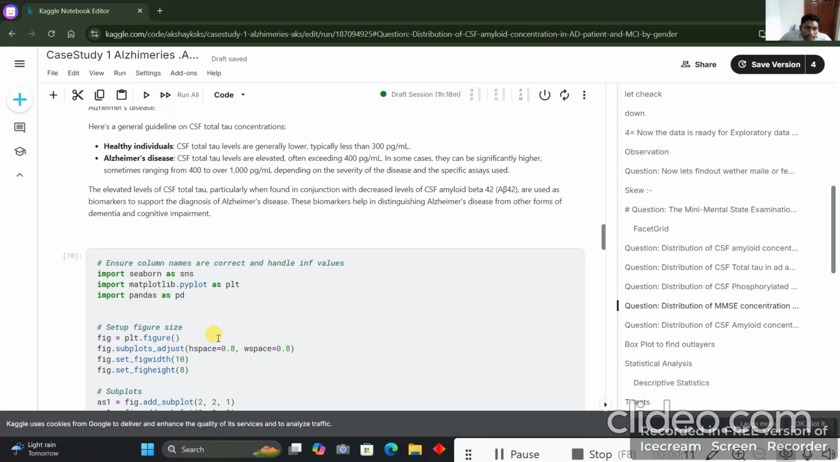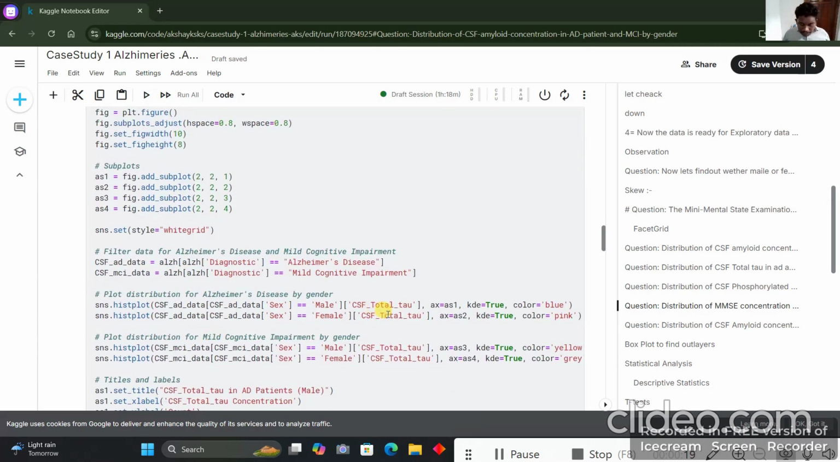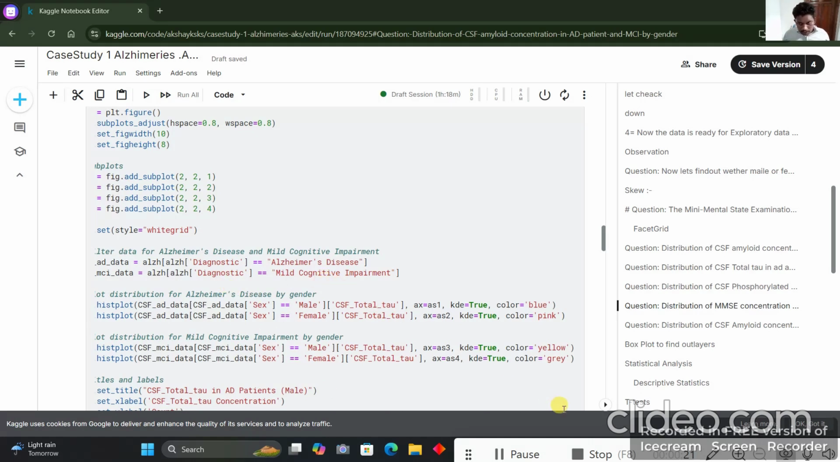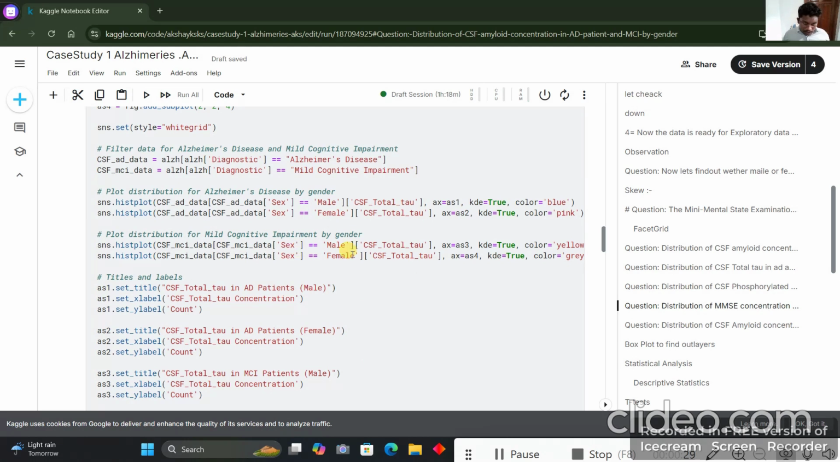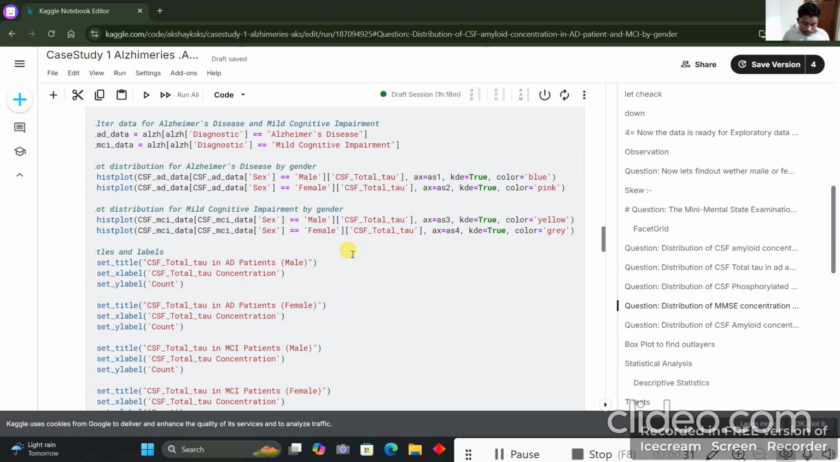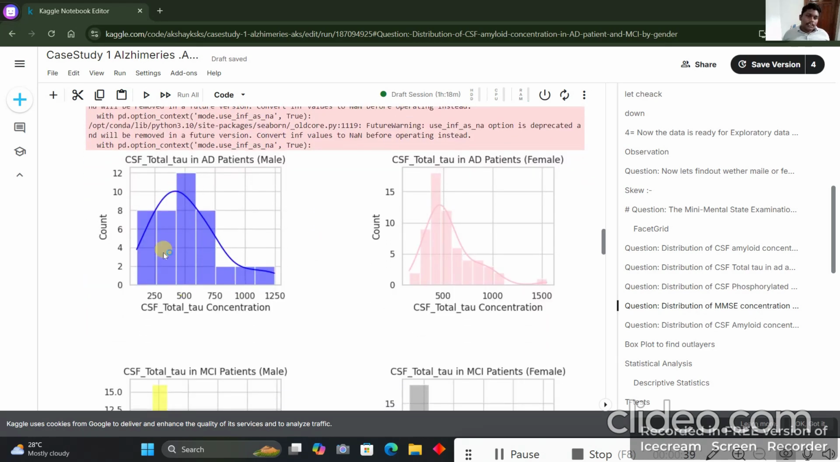Here we can see total TAU, CSF total TAU. Male Alzheimer's disease is blue and female is pink in the CSF total TAU distribution. For MCI, male is yellow and female is gray. We can see the female and the male CSF total TAU graph variation.